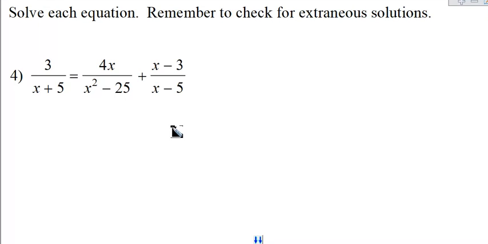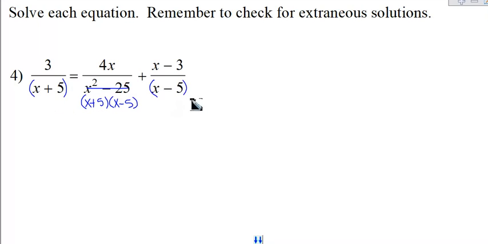All right, let's start this final example by factoring our denominators. X plus 5 cannot be factored, so I'll go ahead and put a parentheses around it. X squared minus 25 is the difference of two perfect squares. That factors into x plus 5 and x minus 5. X minus 5 cannot be factored, so I'll put parentheses around it.